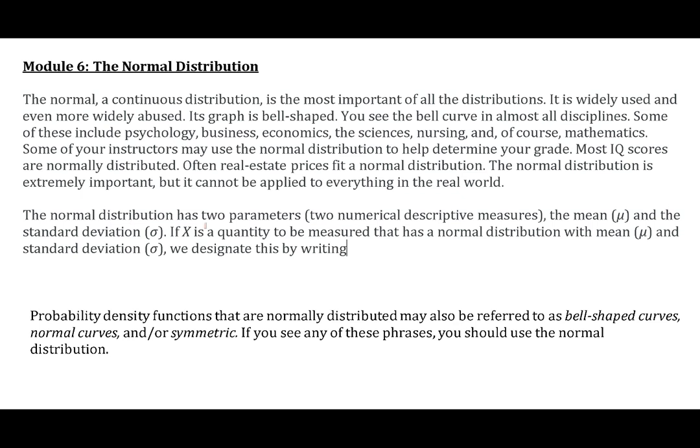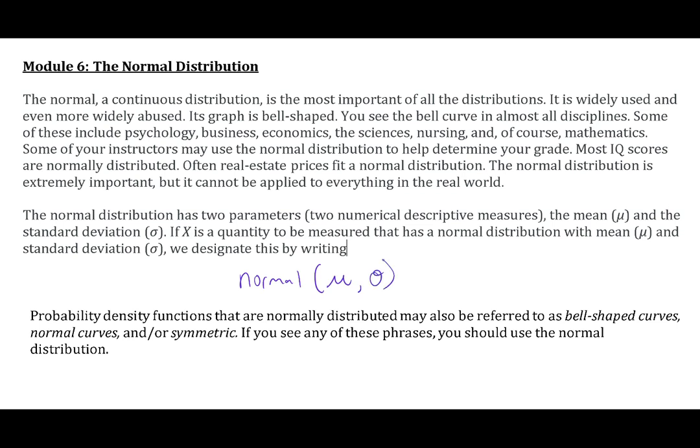The normal distribution has two parameters. There are two numerical descriptive measures, the mean, mu, and the standard deviation, sigma. If x is a quantity to be measured that has a normal distribution with mean mu and standard deviation sigma, we designate this by writing the normal distribution of mu, comma, sigma.